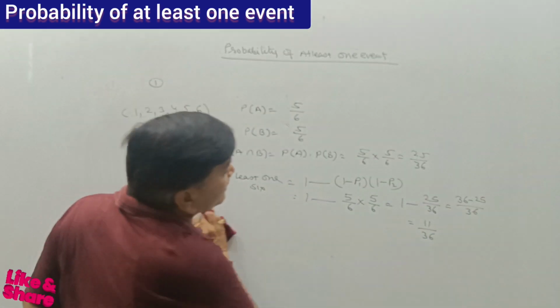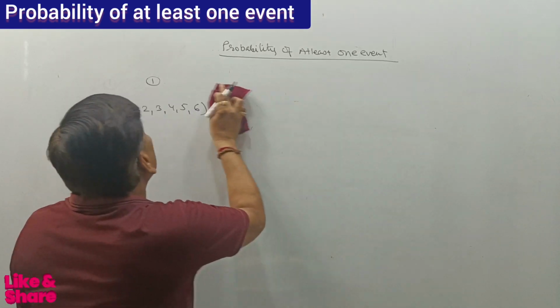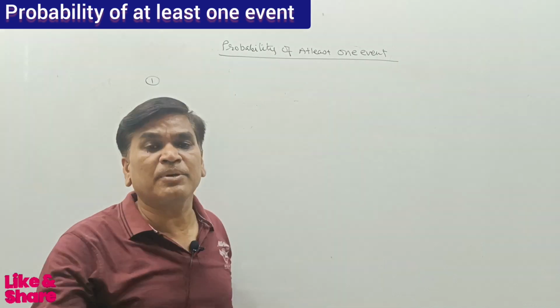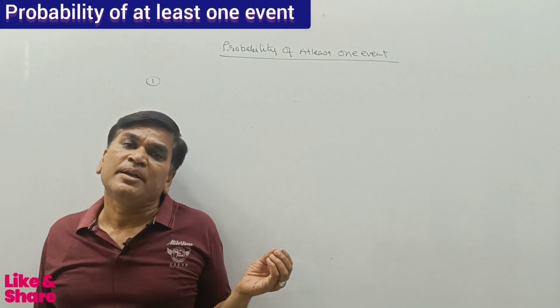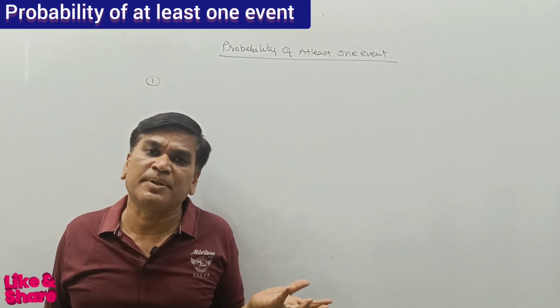So for getting the probability of at least one event, it's very easy. The very first we will calculate the probability of no event, and then 1 minus the probability of no event, we will get the probability of the event.